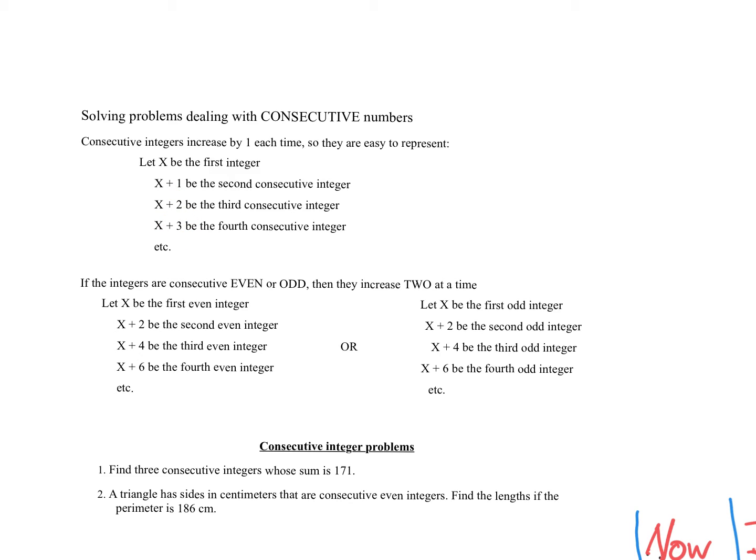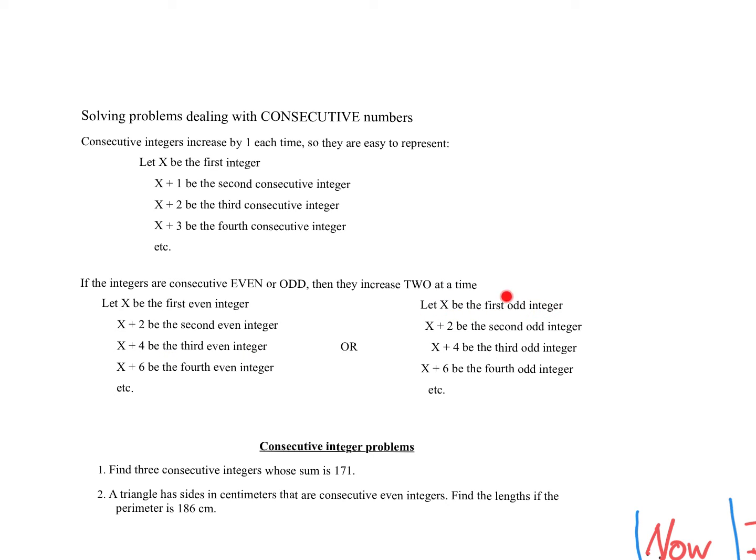Now, sometimes they say consecutive even integers or odd integers. In this case, if you start off with, for instance, the integer 10, the next consecutive even integer is 12. So that's 10 plus 2. And then the next one would be x plus 4. Again, you define the first one as x, and then you add 2 to get the next consecutive even one, and then you add 4, and then you add 6.